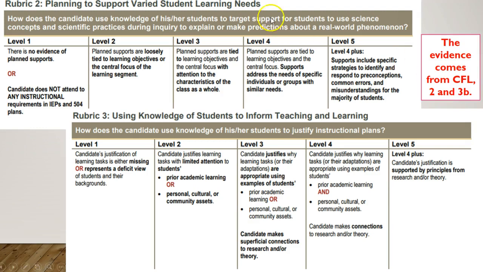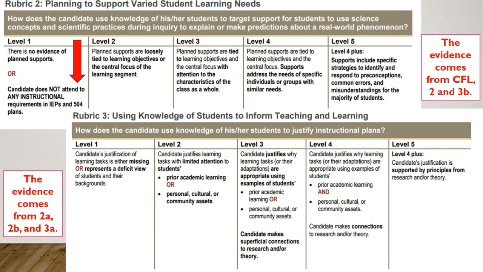So first of all, the evidence for rubric 2 comes from your context for learning. That's what CFL stands for, context for learning. It comes from prompt 2, and it comes from prompt 3B. First of all, you want to make sure that you pay attention and comment on the instructional requirements that are in any of the IEPs and 504 plans. That's what your context for learning is going to tell the scorer, if you had anything in there that should have been addressed. Not doing that gives you an automatic 1, so you need to double check that.